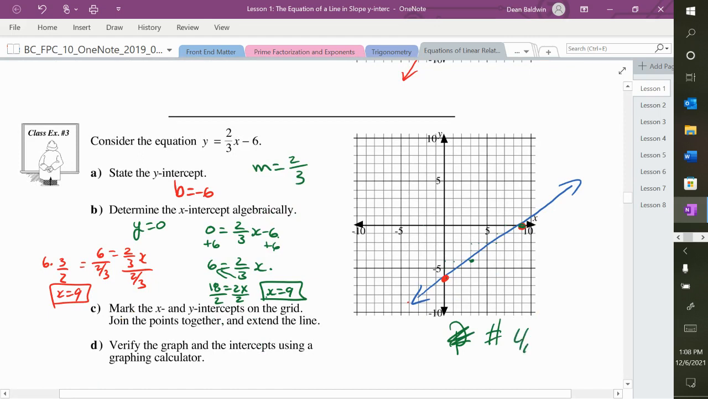Numbers 4, 5, 10, 11, and 12, please. They won't take that long. They're just pretty quick.